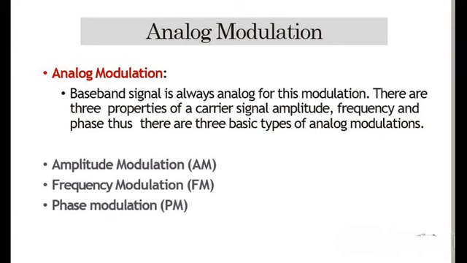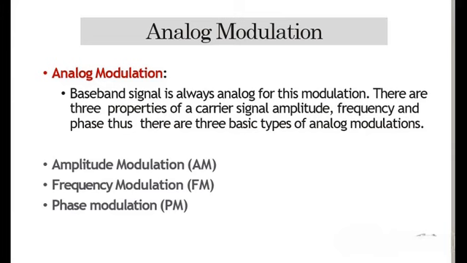There are three properties of a carrier signal: amplitude, frequency, and phase. Thus, they are the three basic types of analog modulation. The first one is amplitude modulation. Amplitude modulation is the modulation technique used in electronic communication, commonly for transmitting messages with a radio wave. In amplitude modulation, the amplitude of the wave is varied in proportion to that of the message signal, such as an audio signal.